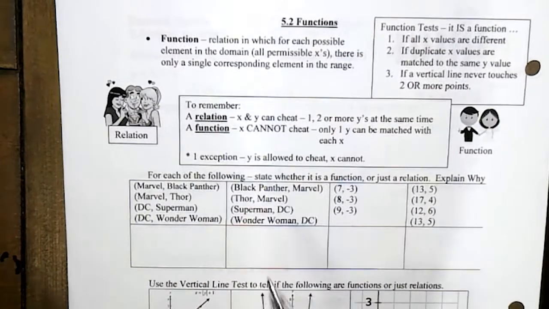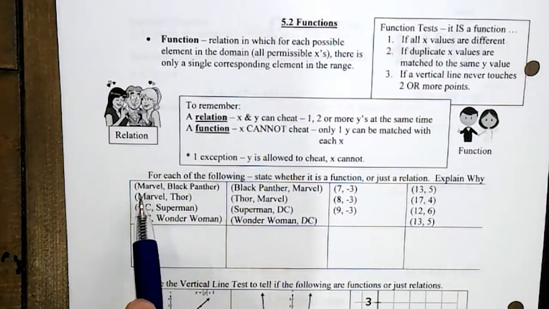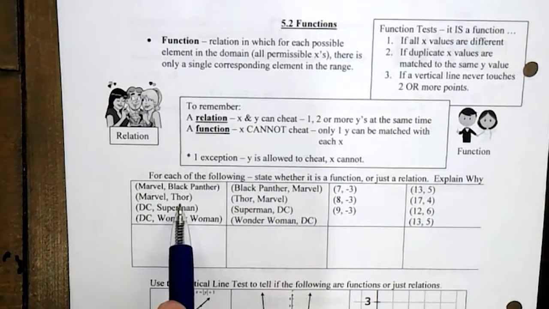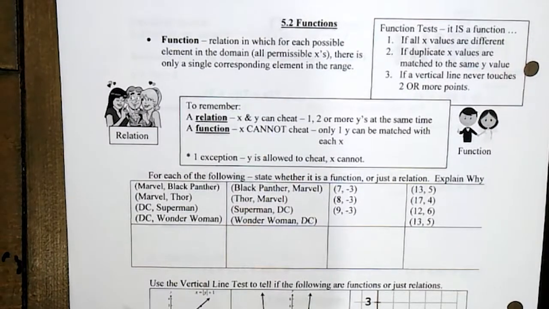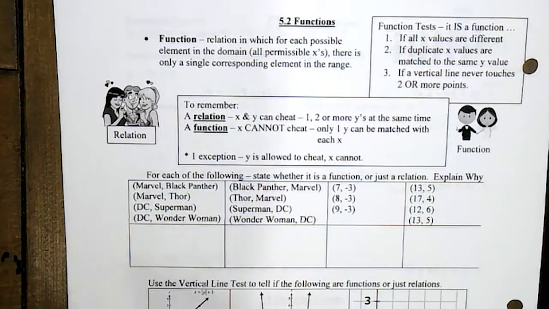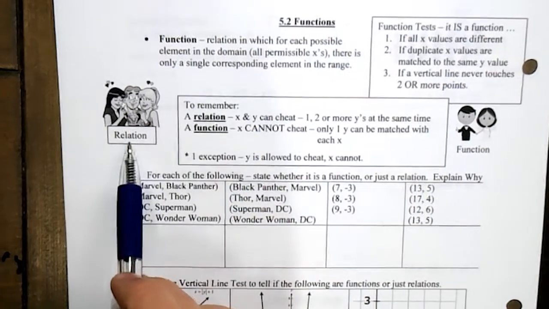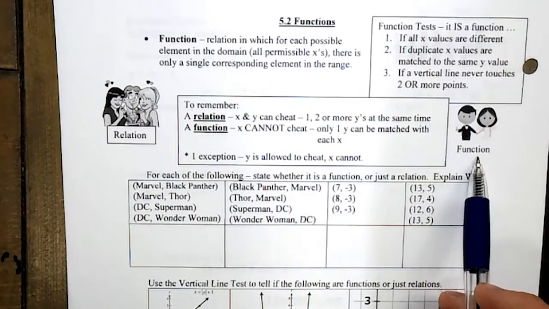So the key thing here is, let's take this as an example. We've got Marvel, Black Panther, Marvel and Thor, DC Superman, DC Wonder Woman. So the key thing here is, with this, we always want to look at the x coordinate, and it kind of doesn't work with the y's. The y's are allowed to cheat, but if it's a relation, the x can cheat. If it's a function, the x cannot cheat.